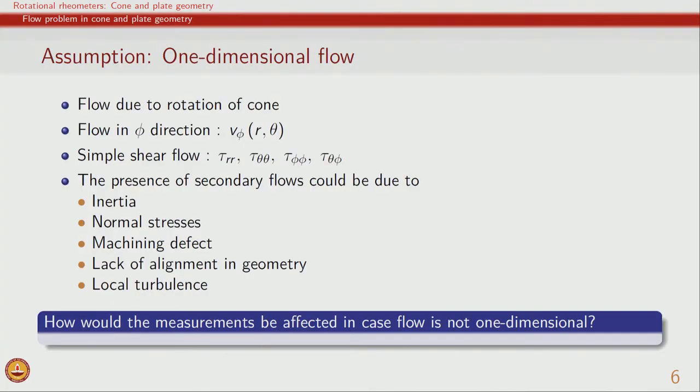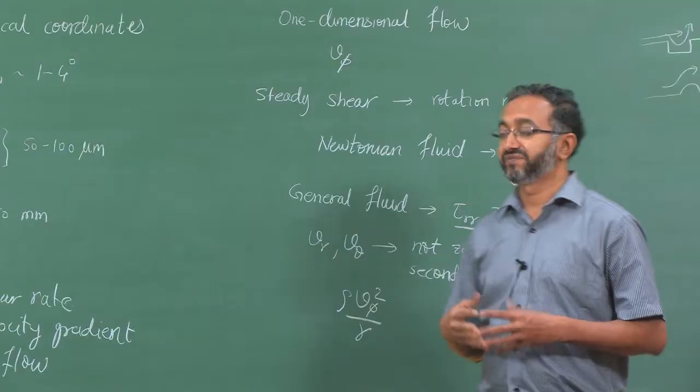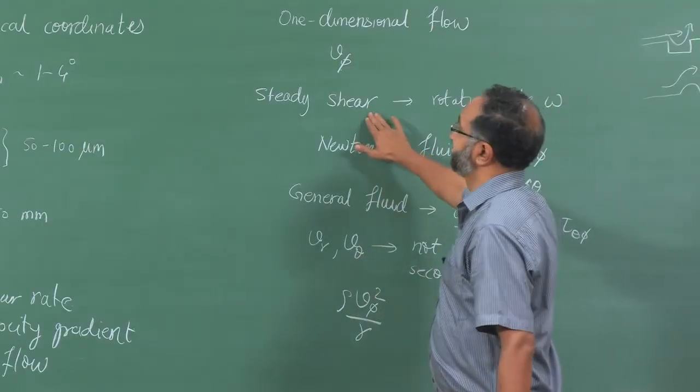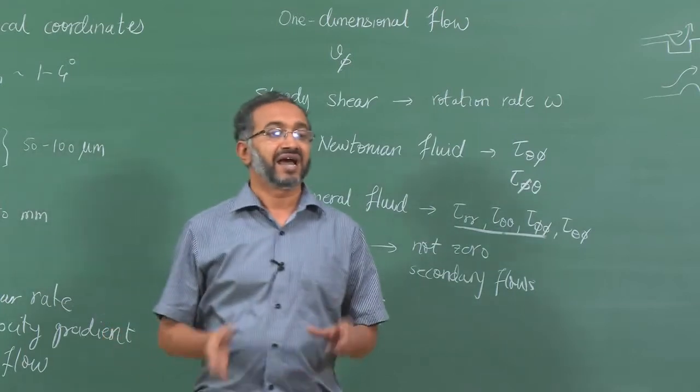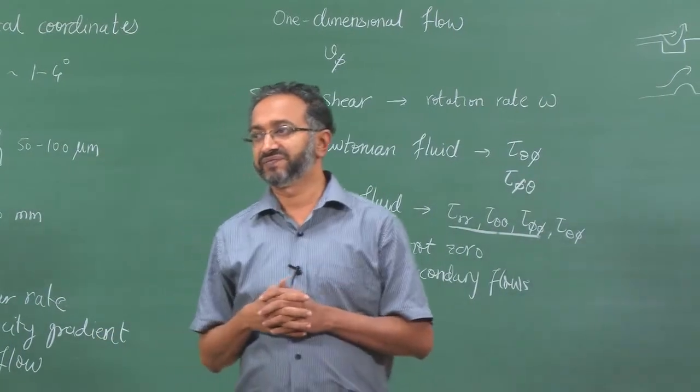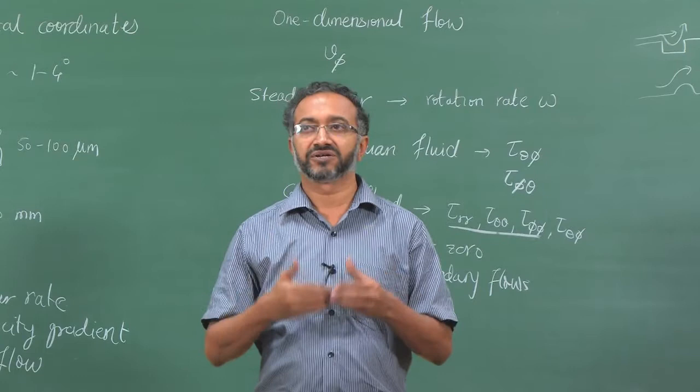So, one question that comes is how would the measurements be affected if we know that this assumption of one dimensional flow is being violated. In which way, for example, if now one is doing steady shear and trying to measure viscosity using cone and plate, and there are these secondary flows. So, what would happen to the measure of viscosity?